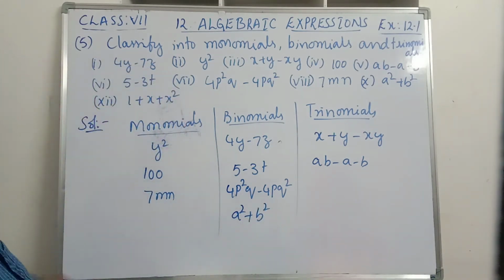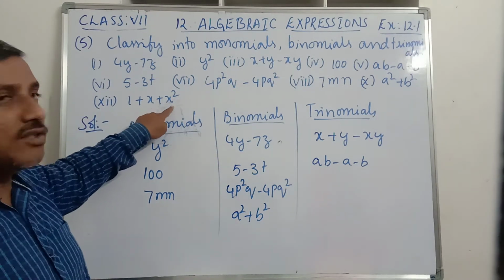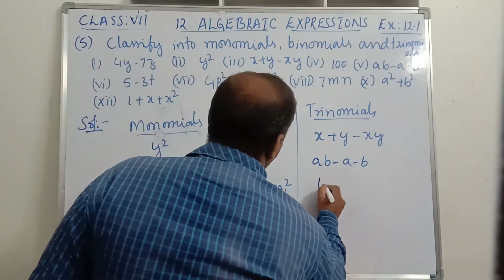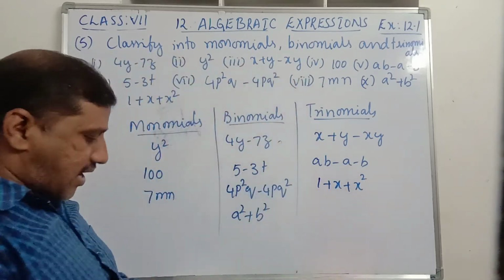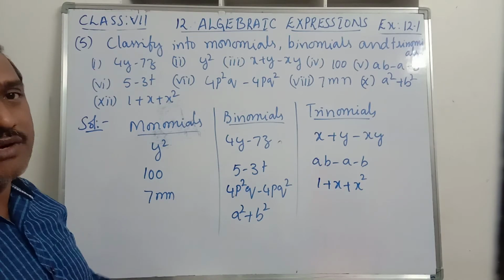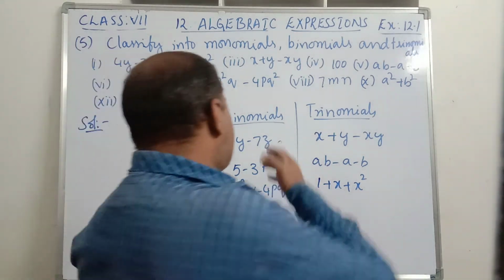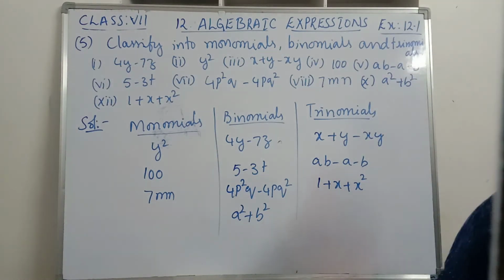Next we have the 12th question, 1 plus x plus x square. 3 terms are there. Therefore it is a trinomial. 1 plus x plus x square. It is a trinomial. Like this we can classify by looking into the expressions. If they contain only one term, it is a monomial. If they contain 2 terms, it is a binomial. If they contain 3 terms, it is a trinomial.